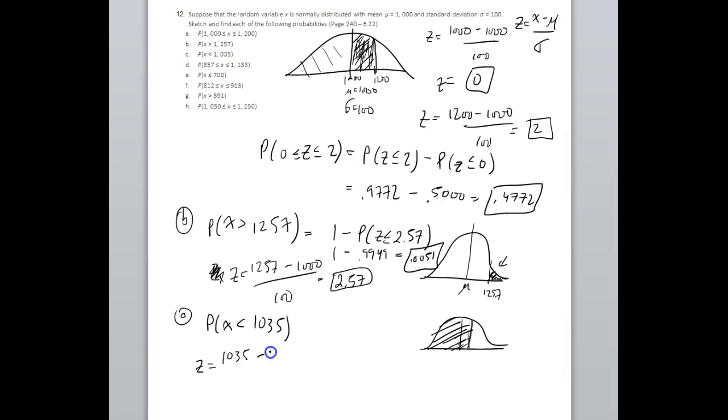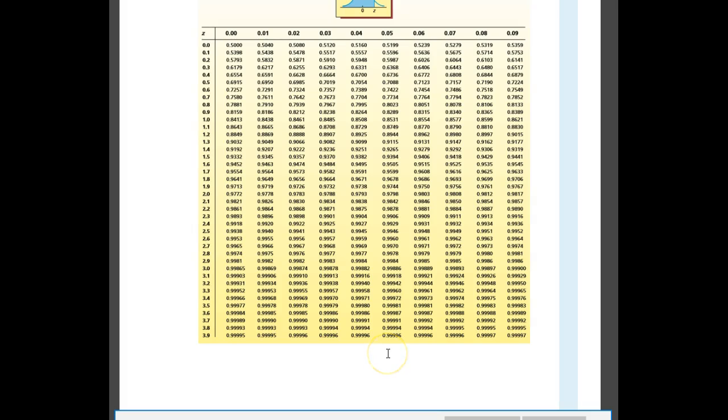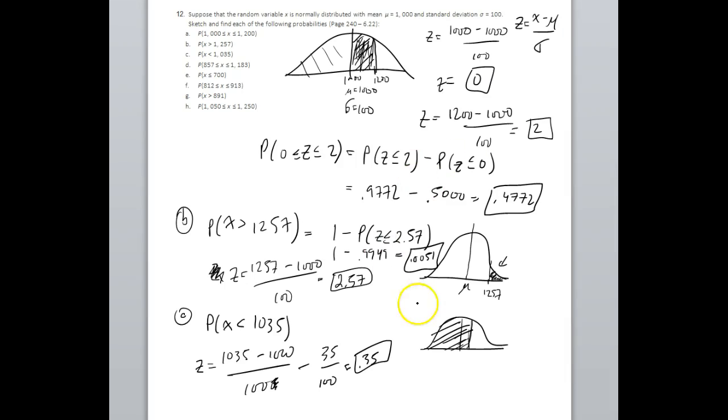So calculate the z-value. Uh-oh, this is supposed to be 100. So we get 35 over 100, or 0.35 for our z-value. So we can take 0.35 to the table and look it up. Z of 0.3 all the way over to 5, and that's going to be 0.6368. So the probability that z is less than 0.35 is equal to 0.6368. Which is also this.